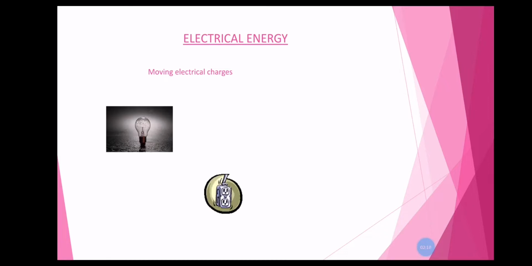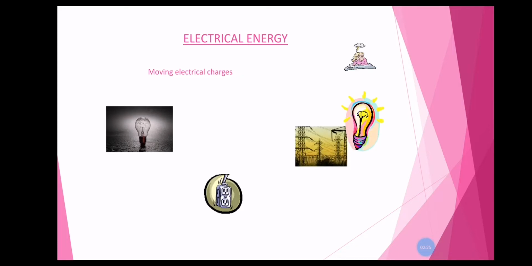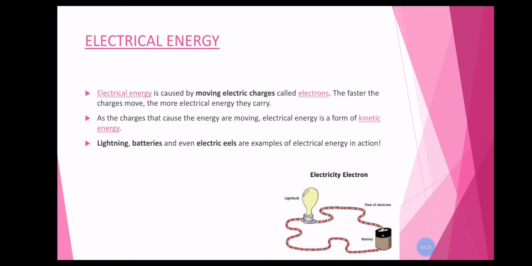Now, we have electrical energy. This energy is related to the electric charges, which are the electrons. So, electrical energy is caused by moving electric charges called electrons. The faster the charges move, the more electrical energy they carry.